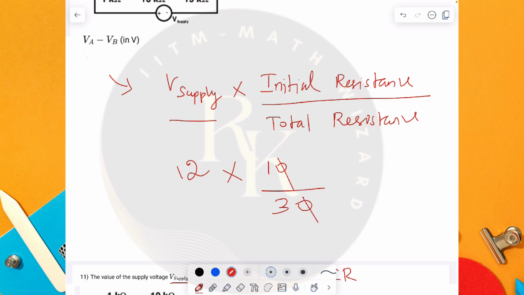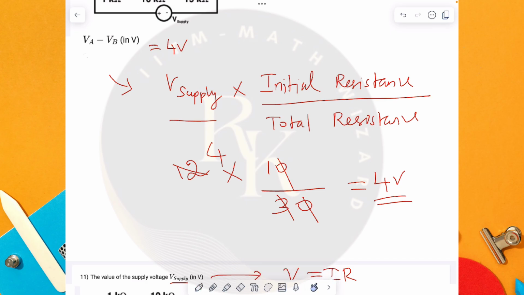So 0 and 0 will get cancelled. 1 3s are 3, 4 3s are 12, which is 4 volt. Hence 4 volt is the right answer. So the shortcut trick to find VA minus VB is to always remember: V supply into the initial resistance by the total resistance of the topmost resistors.